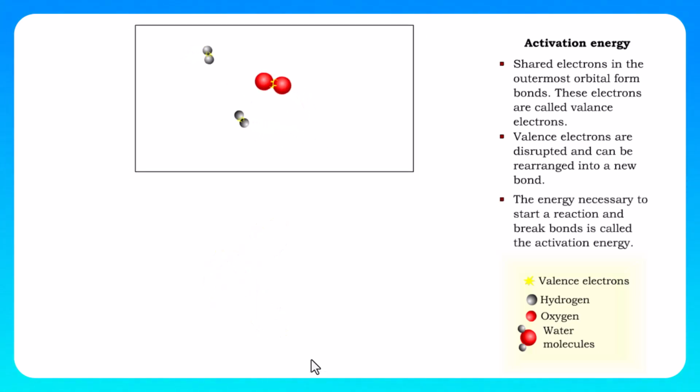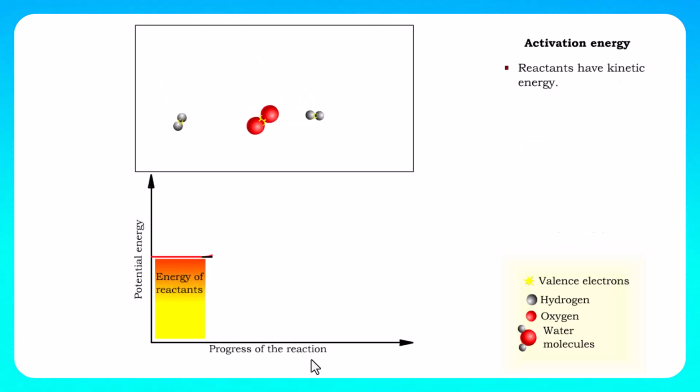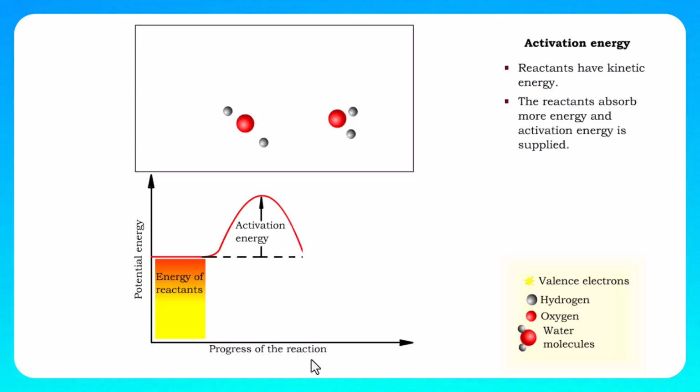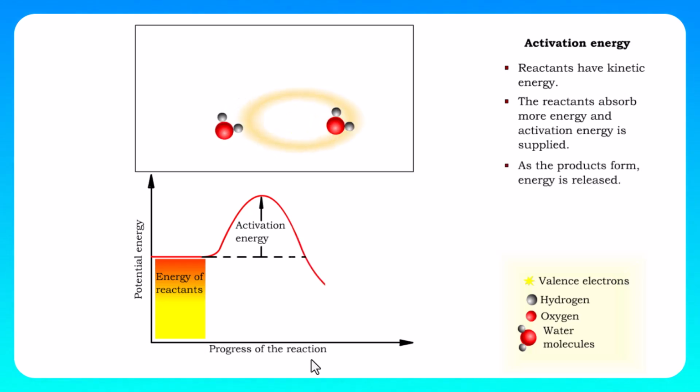Additional energy, called the activation energy, must be absorbed by the reactants in order to break their bonds and start a chemical reaction. Reactants like hydrogen and oxygen have their own kinetic energy, the energy that keeps them in motion. When the reactants absorb more energy from the surroundings, the activation energy needed to break the bonds is supplied. Energy is released as the products form.